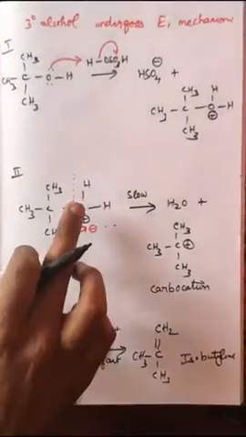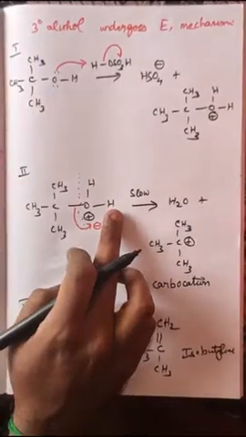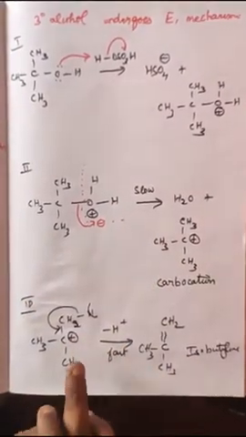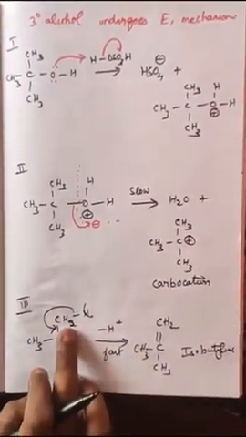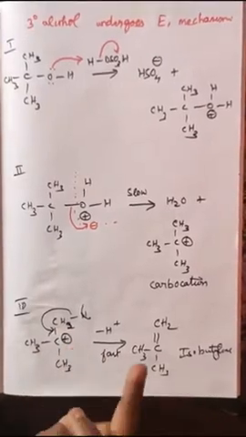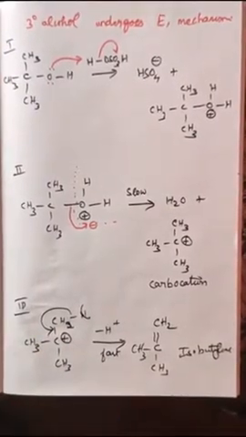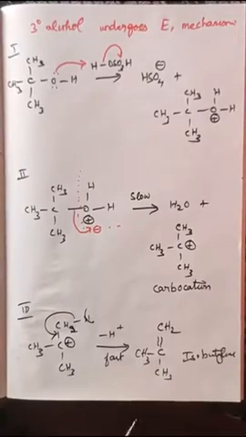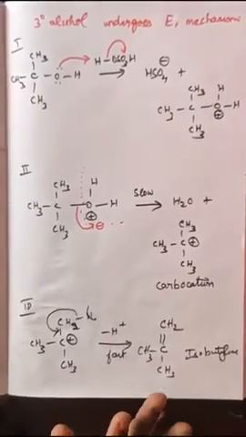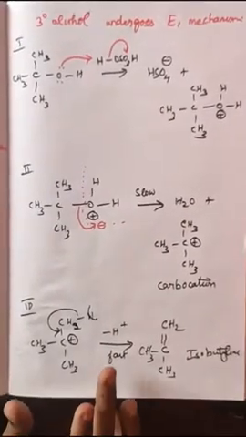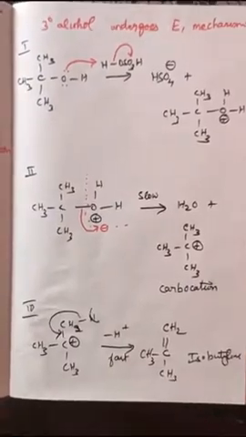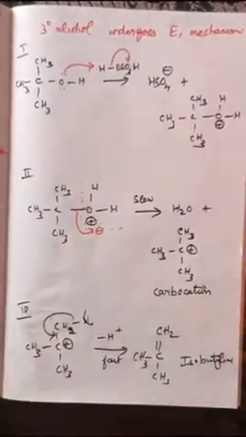So here the removal of the protonated alcohol takes place separately and then the removal of H plus takes place separately. In the previous case, in the E2 mechanism, both take place simultaneously, but here they take place separately. So it is called unimolecular elimination. Here the rate of the reaction depends only upon the substrate and not upon the nucleophile. So it is called a unimolecular elimination reaction. Thank you.